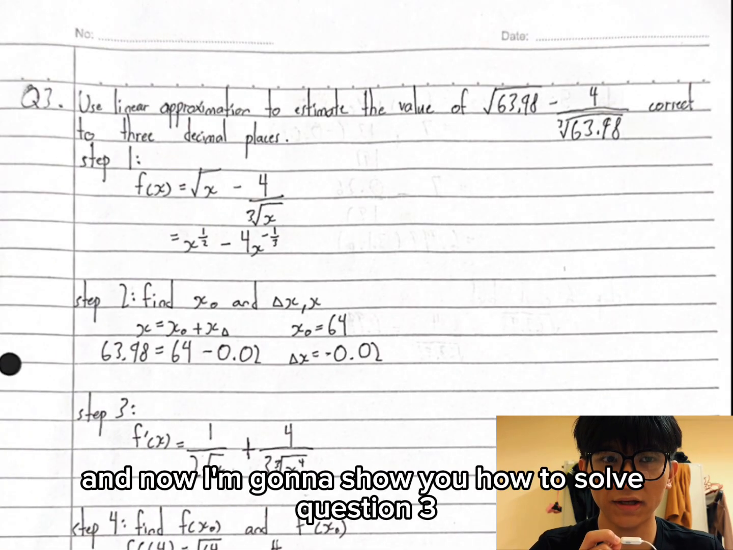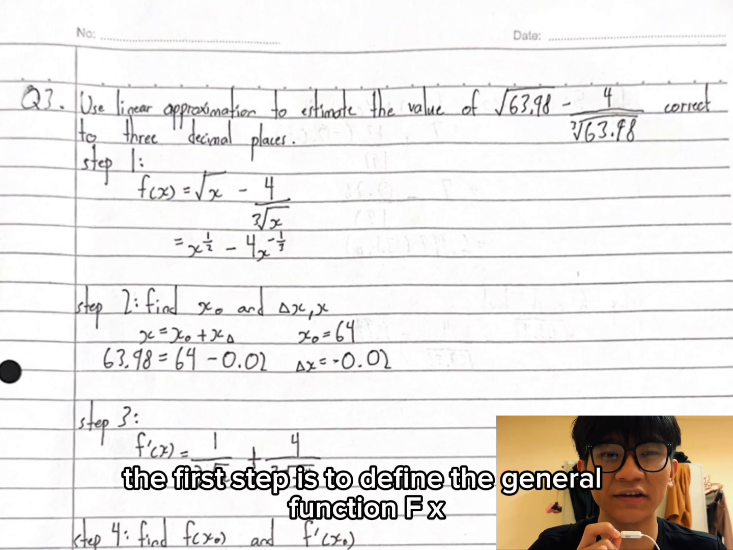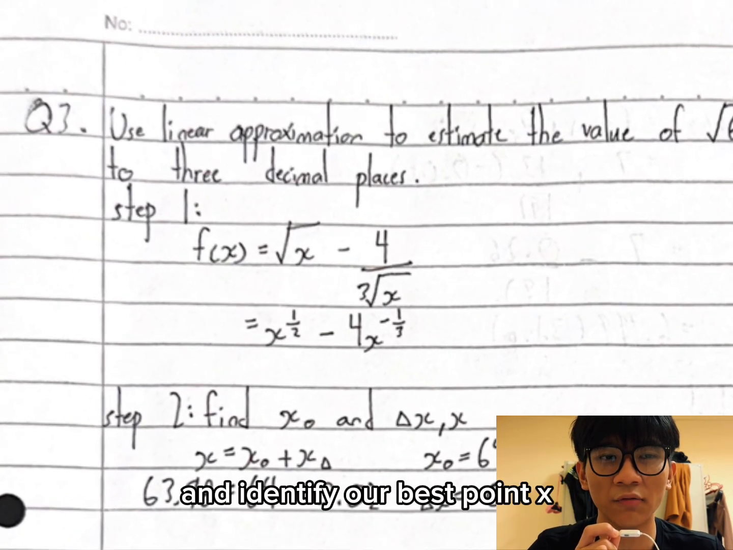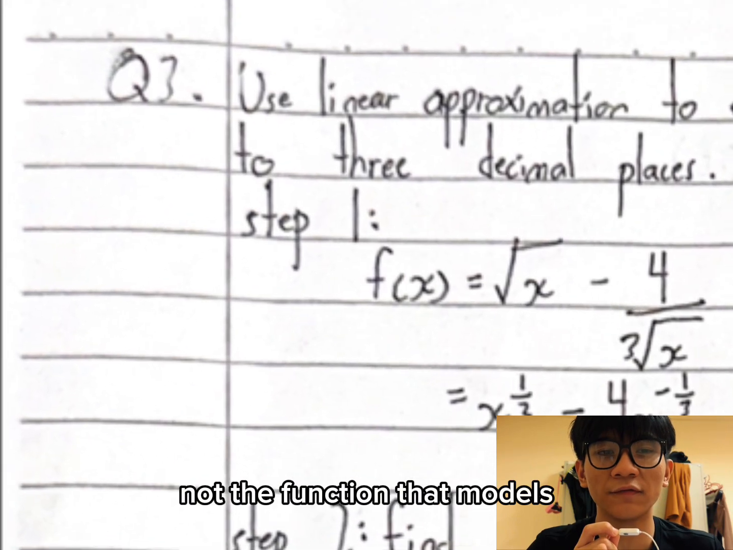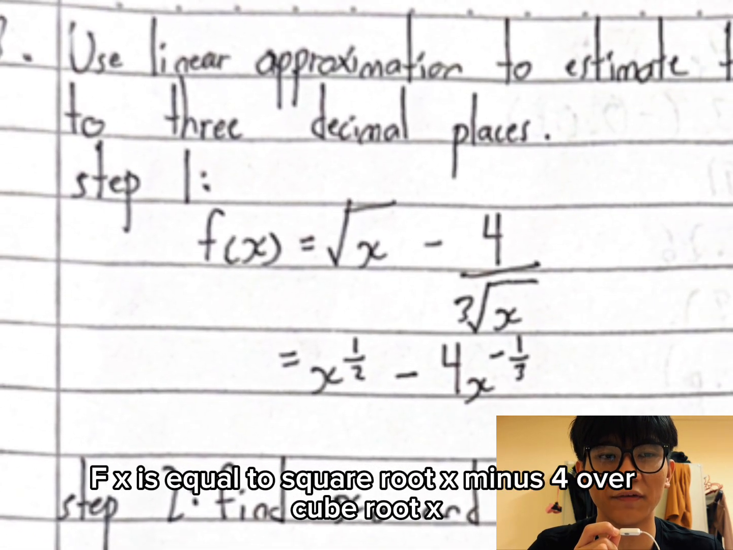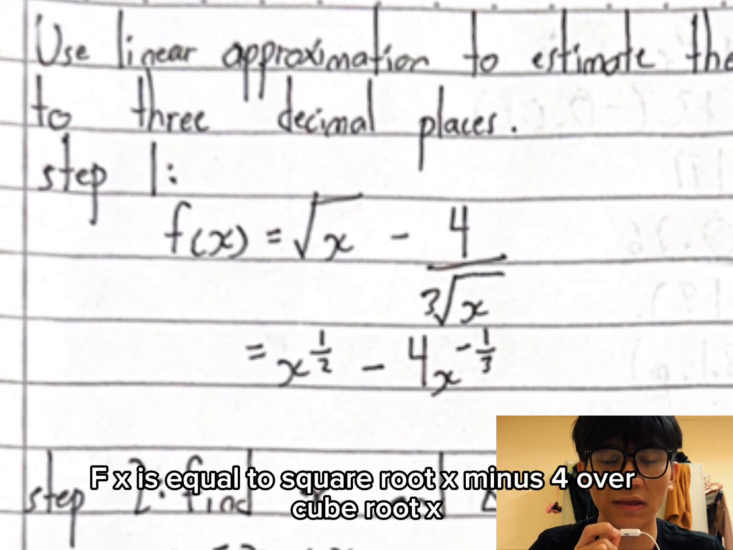Hi, I'm Lukman and now I'm going to show you how to solve question 3. The first step is to define the general function f(x) and identify our base point x0. The function that models our expression is f(x) equals square root of x minus 4 over cube root of x.